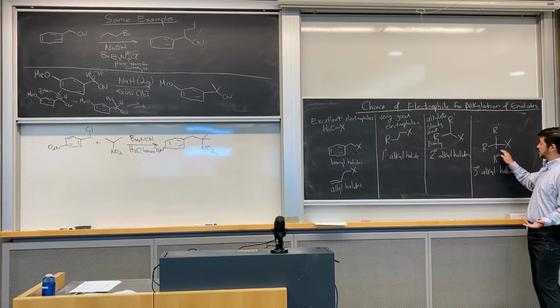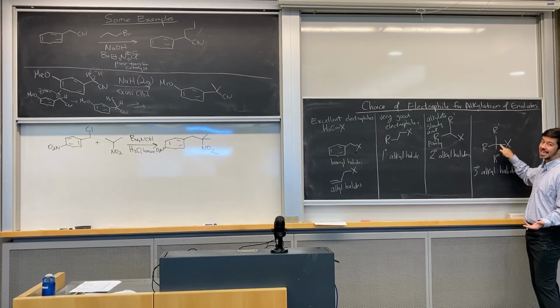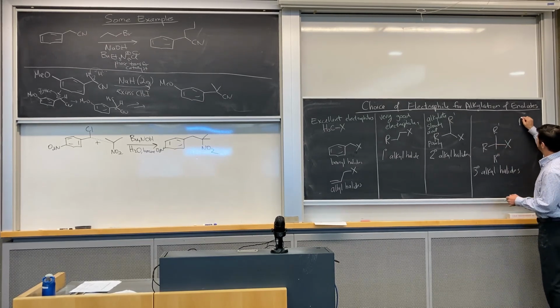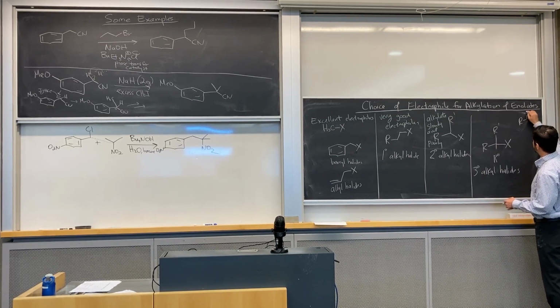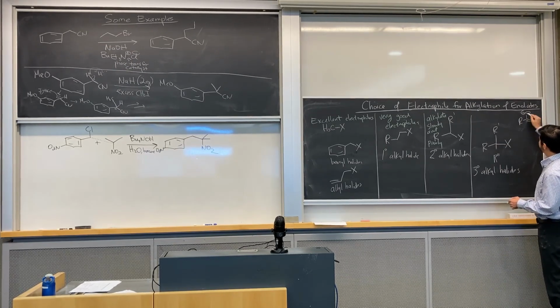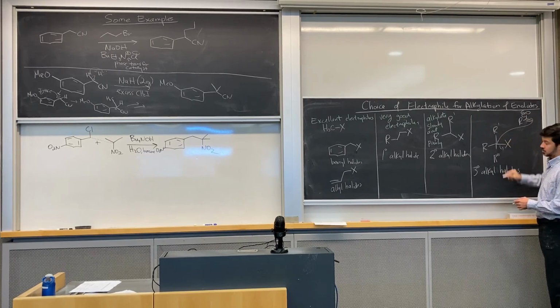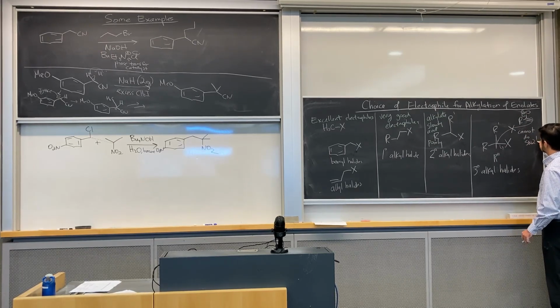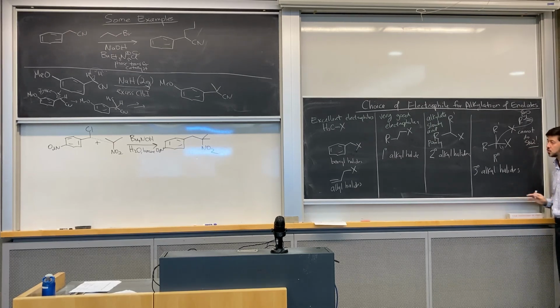You have essentially a tertiary center where you cannot do SN2 chemistry. So imagine you have an enolate here. It's impossible to do SN2 chemistry on there. You can't do SN2 chemistry.